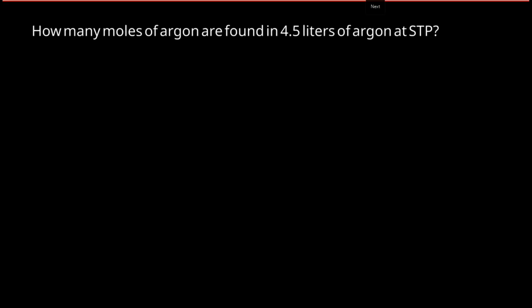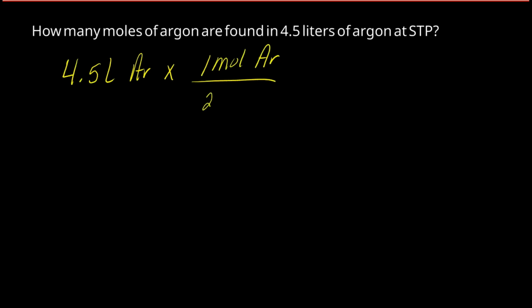Okay, now let's work with a gas at STP. If I have 4.5 liters of argon, and I want to convert that into moles, so I have 1 mole of argon over 22.4 liters of argon. That'll give me 0.201 moles of argon.